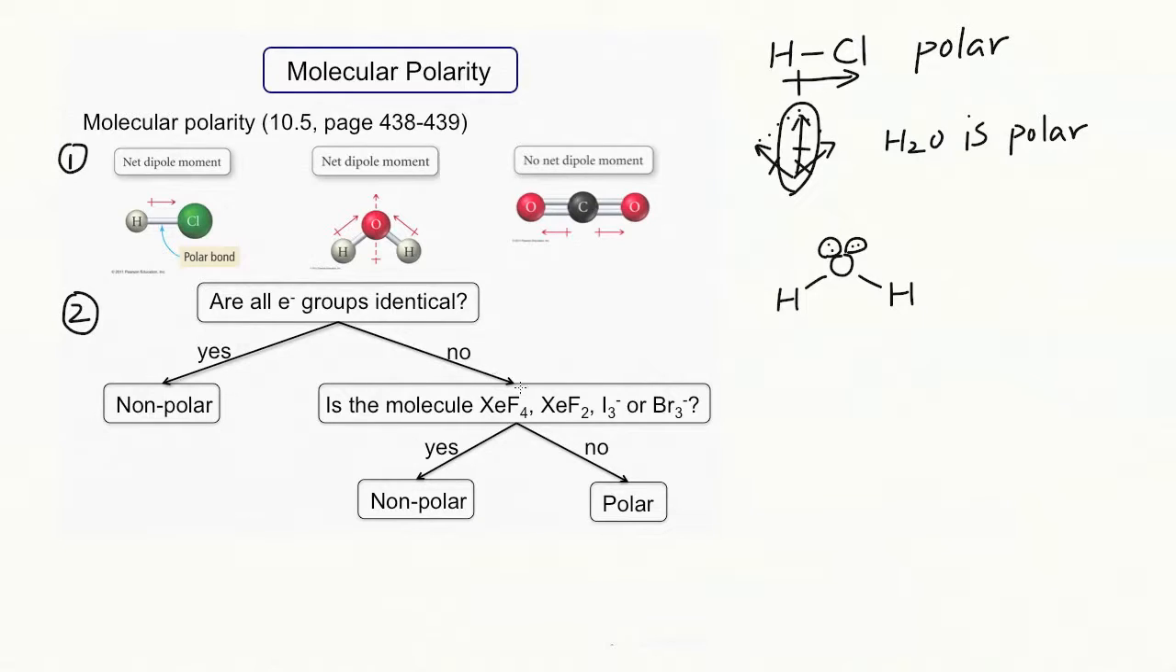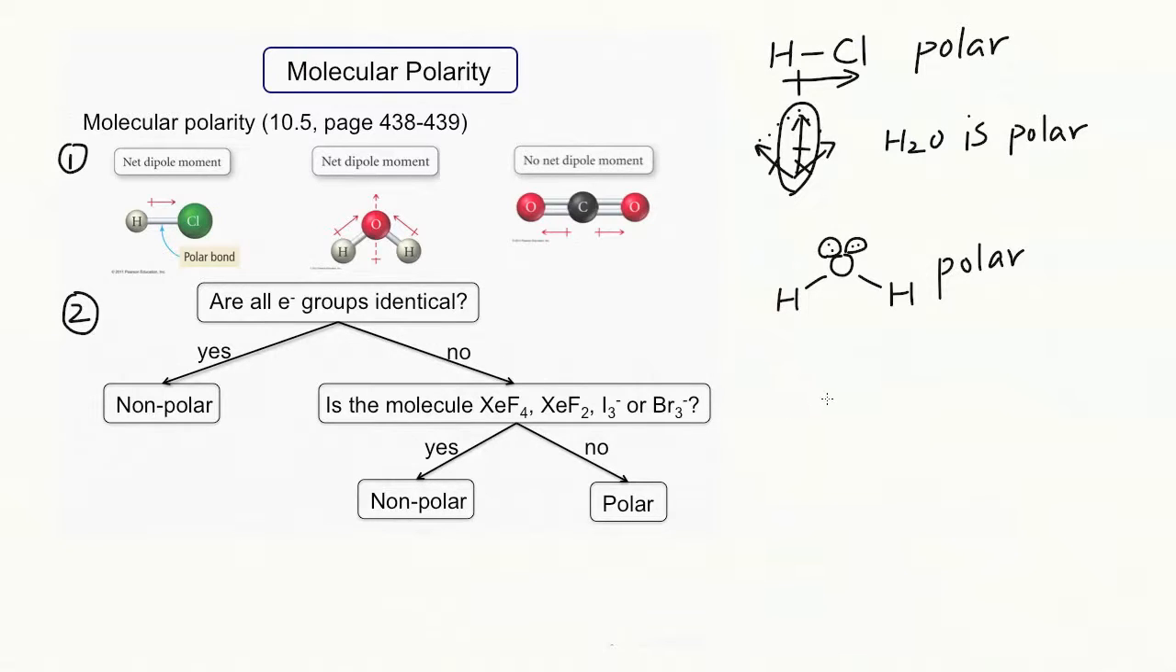The second question you need to ask yourself is, is this molecule one of the 4 molecules here: xenon tetrafluoride, xenon difluoride, triiodide, and tribromide? If it is not, then this molecule would be polar. If it is one of the 4 molecules, then it's going to be nonpolar. For water, it's not one of the 4 molecules listed here, so it's a polar molecule. We got the same conclusion as we did for the vector addition.